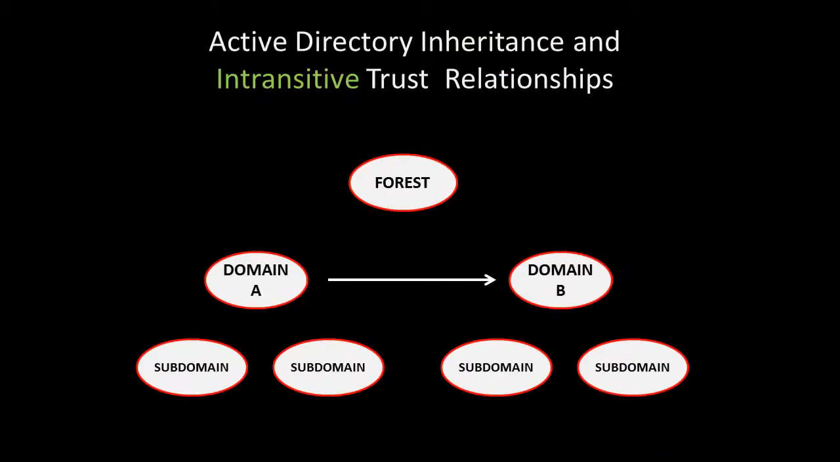Next, we have an example of Active Directory inheritance and intransitive trust relationships. In this example, there's a single one-way trust or intransitive trust between A and B. A will trust B, but that does not mean that B trusts A.